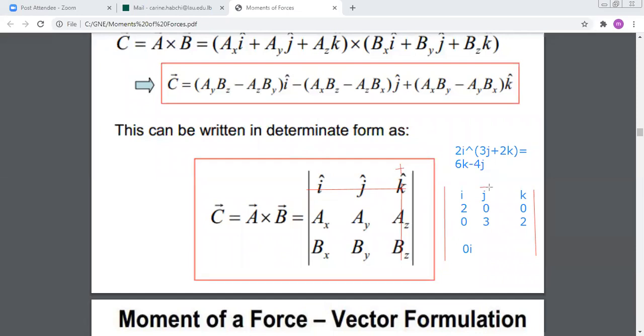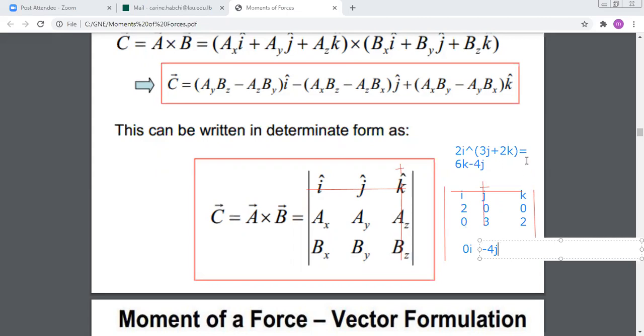So along minus j, what do I have? I drop this column and this line. The numbers are 2 times 2, which is 4, minus 0. So it's minus 4j. So the second term is minus 4j.